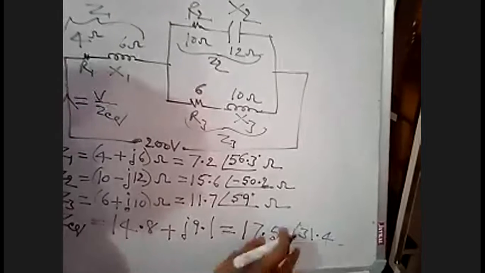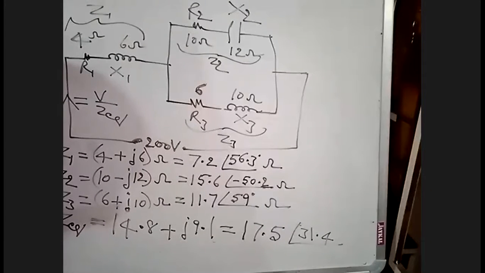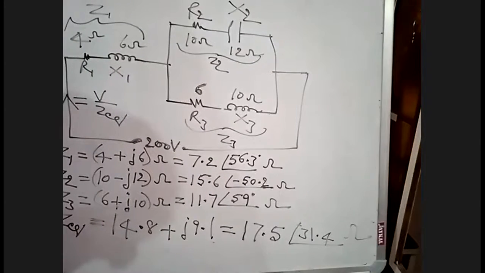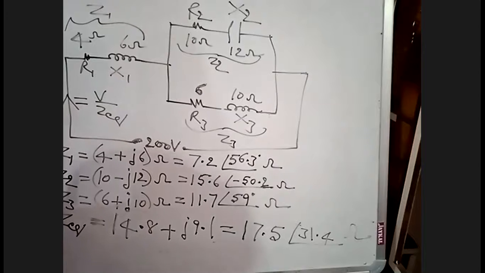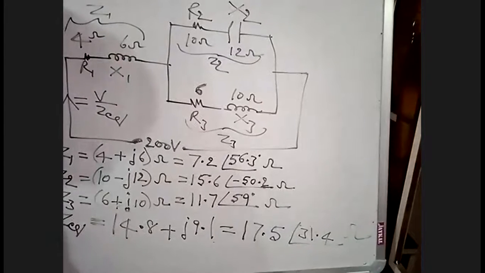In your textbook they have given this; approximately this is the value. So this is in ohms, Z equivalent. Sir, we are having so much confusion in calculating Z equivalent, converting to polar and rectangle. If you don't want all these confusions, you do one thing.